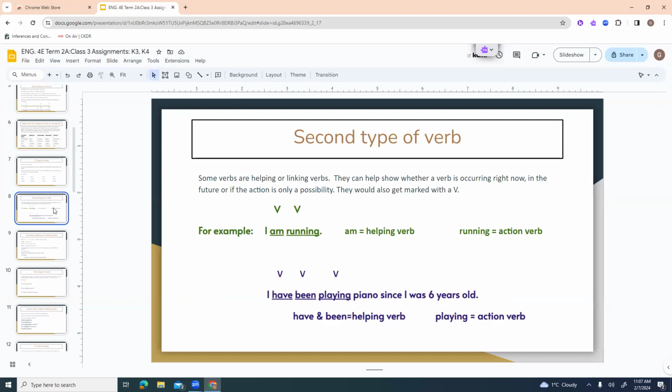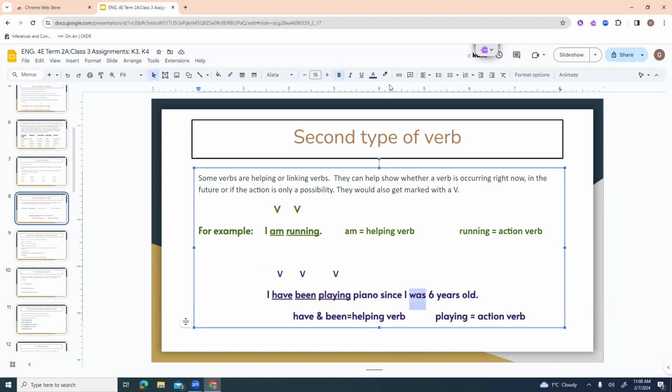If I say, I have been playing piano since I was 6 years old, I would have to include have been because they are verbs telling me it happened in the past. I have been playing. Now, there's also a verb I forgot here. Can you guys see it? Okay, this is a two-part sentence, right? It's a compound or complex sentence. So in the first clause, that's my verb phrase. But over here, since I was 6 years old, was is also a verb.